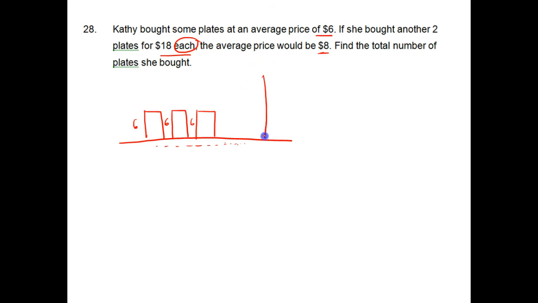for $18. So I have 2 plates, each plate is 18. So we know the total cost of the plates will be 36. 18 times 2 is 36. The average would be $8. So I know the average now. The average has increased to $8.